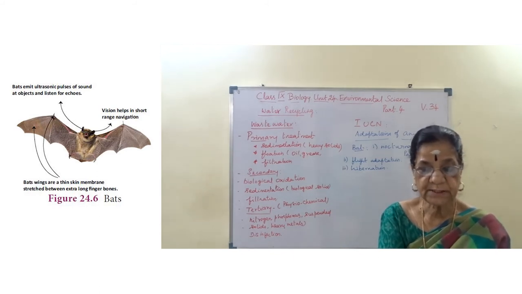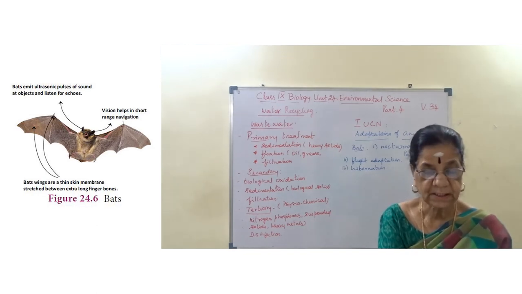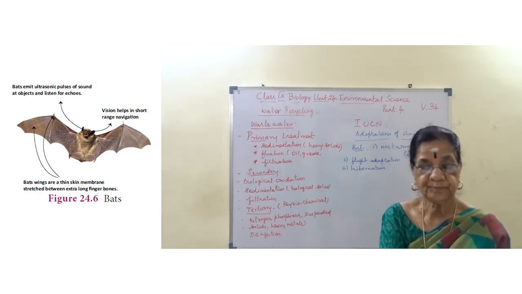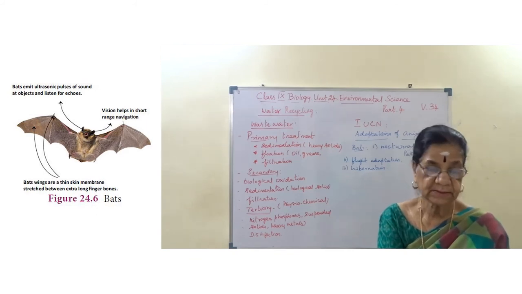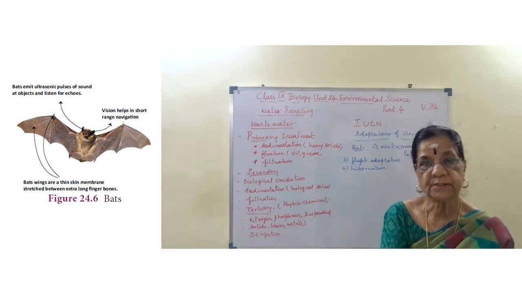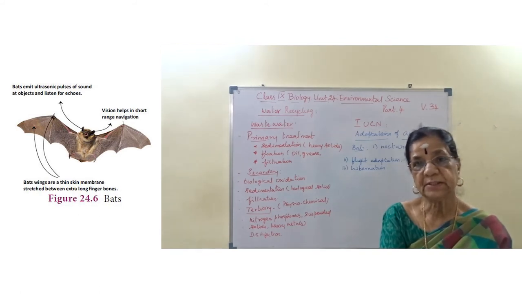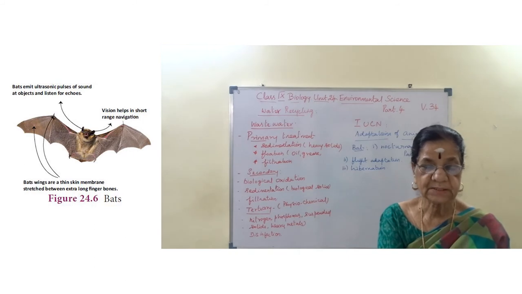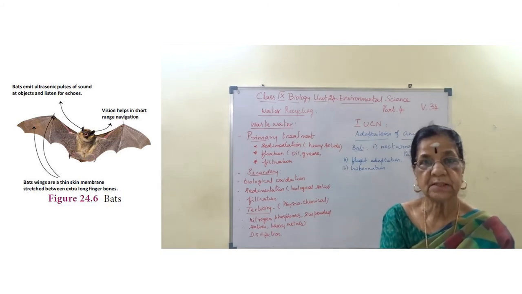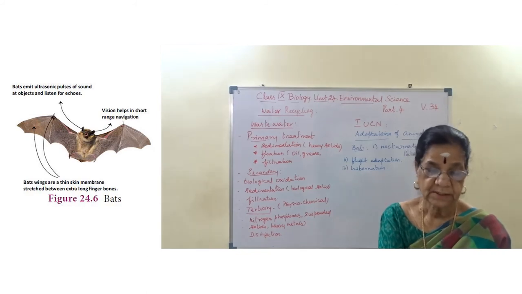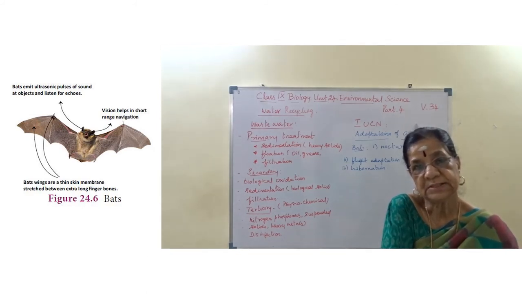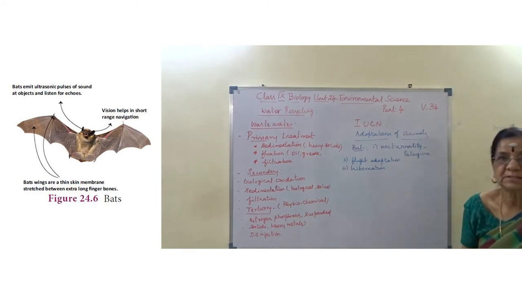Bats are warm-blooded animals, but unlike other mammals, they let their internal temperature reduce when they are resting. They go to a state of decreased activity to conserve energy. So for hibernation, you must know the definition: a state of inactivity in which body temperature drops with a lowered metabolic rate during winter. Remember that. This is for hibernation.